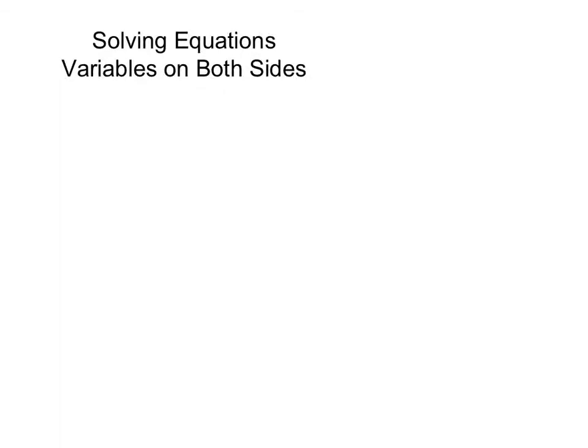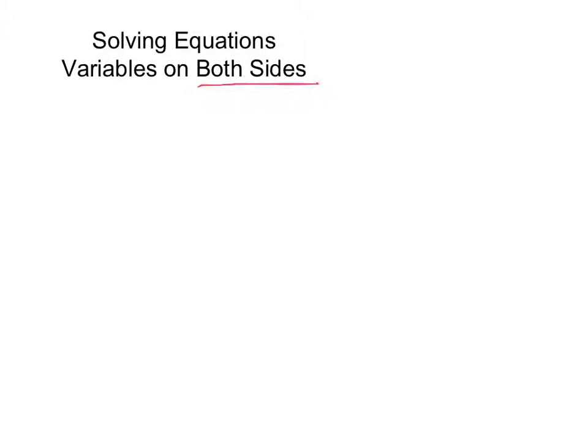All right, our last big type of solving equations is going to be solving equations with variables on both sides. This is the trickiest type of equation that you are ever going to see. And so as soon as we get this down, we should be good with our equations and ready to move on. So what makes these a little bit different? The difference here is that the variables, or the x's, are on both sides of the equal sign.